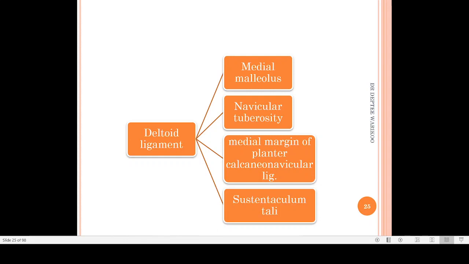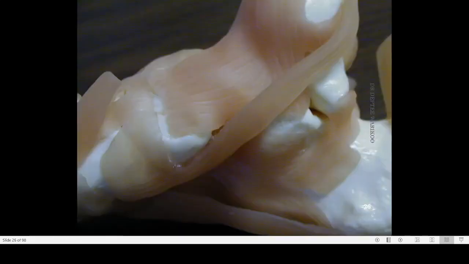Then we have the deltoid ligament. It is the medial ligament from the medial malleolus to the navicular tuberosity. The medial margin of the plantar calcaneonavicular ligament is along there, and the substantia tali also. You could see it here.